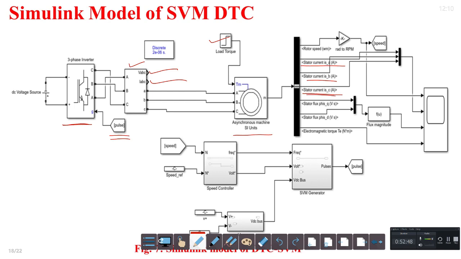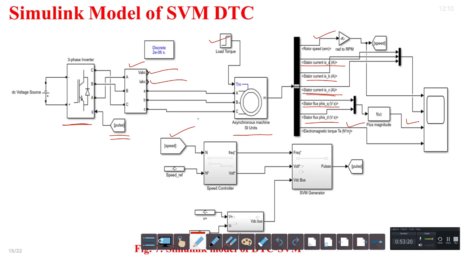Then from the motor we take the measurements of the stator currents IA, IB, IC, and the voltages. From these, the flux components phi q and phi d are computed, from which the actual flux magnitude and its angle are calculated, and speed is also taken as feedback, and the electromagnetic torque is also estimated. These are the outputs.